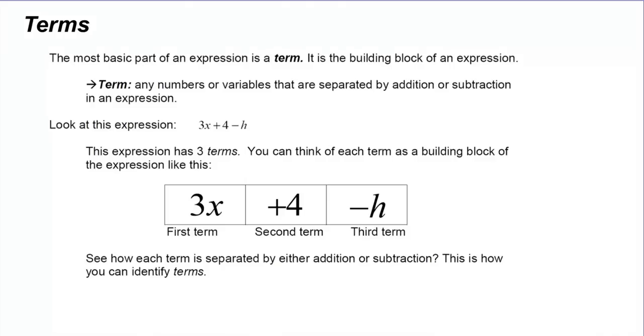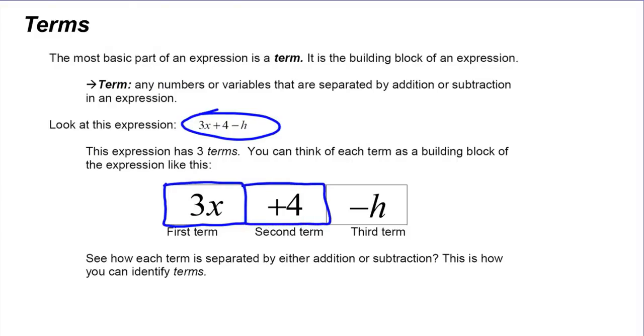So a term is any numbers or variables that are separated by addition or subtraction in an expression. So if we look at this expression that I have here, for example, 3x plus 4 minus h, there are 3 terms in this expression, and you can think of each term as a building block of the expression like I have here. So I kind of put them in those blocks like I was talking about, the little wooden blocks. The first term is 3x. And then it's hooked to the second term with addition, plus 4. And then it's hooked to the third term with subtraction, minus h. 3x plus 4 minus h. These are 3 different terms to make our algebraic expression.